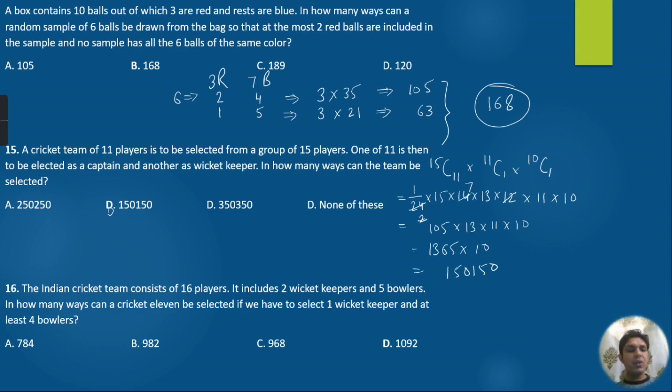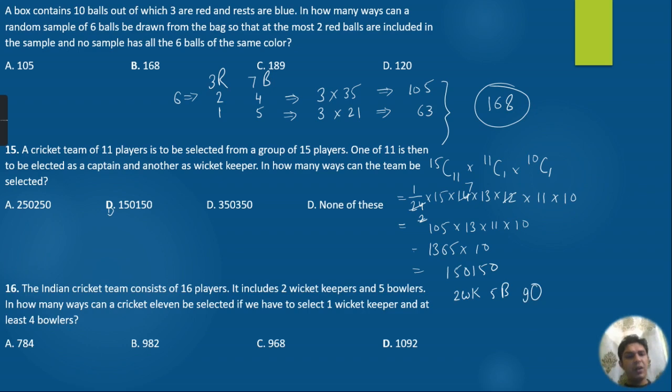Okay, let us come to one more question. Question number 16 that we have. The question is, the Indian cricket team consists of 16 players. It includes 2 wicket keepers and 5 bowlers. In how many ways can a cricket 11 be selected if we have to select 1 wicket keeper and 4 bowlers? So students, we are given 2 wicket keepers, we have 5 bowlers, and the rest of the players are 16 minus 7, that means 9. We have 9 other players, right?